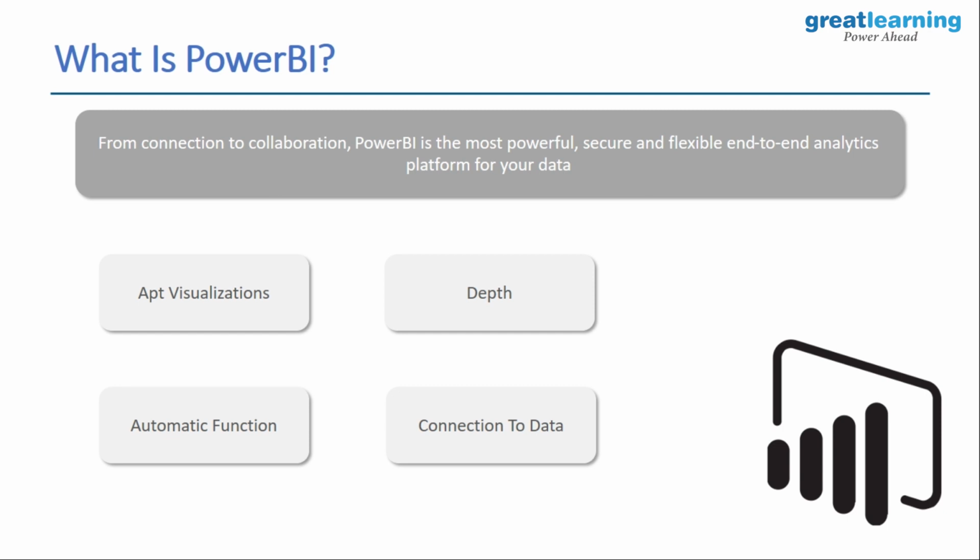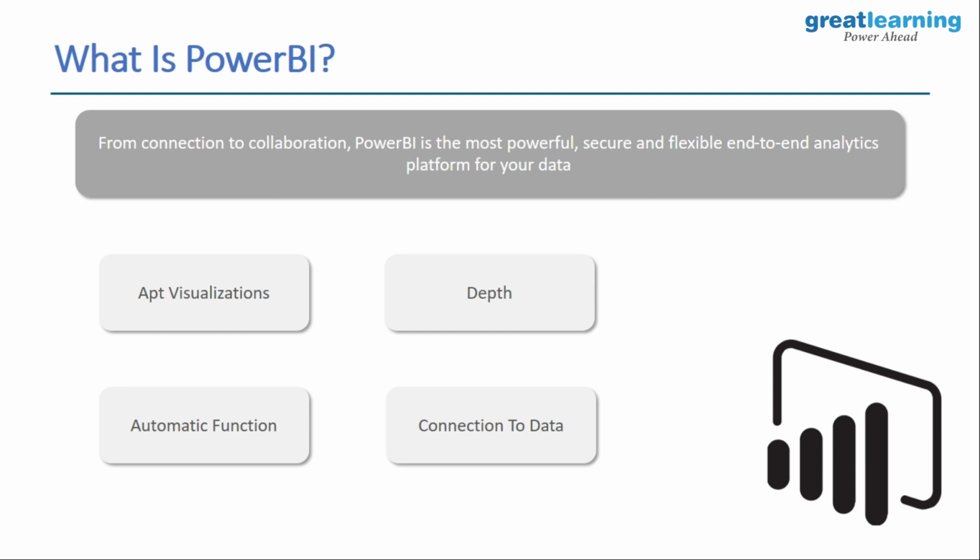To start with, Power BI offers apt visualizations. The number of options when it comes to visualizing your data is plenty. They are numerous, and you can actually go ahead and customize your visualizations and do a lot of things with it. As we get into the demo part, we'll be discussing these bits in a lot more detail, and all of a sudden these concepts like depth, automatic functions, connecting to data, apt visualizations will start making a lot more sense to you. But for now, let's try and understand what these pointers stand for.